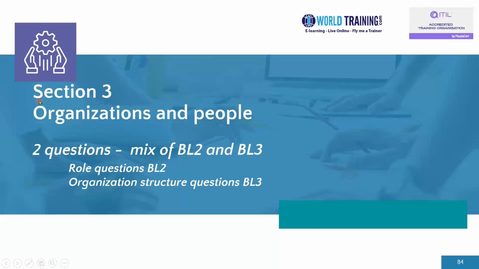Hello and welcome to section 3, which is the organizations and people dimension of the problem management practice. In the exam of the 20 questions, 2 questions will be from this topic. These will be a mix of Bloom's level 2 and Bloom's level 3, meaning understanding and application questions. The role questions, if any, would be at the understanding level, and the organization structure questions, if any, will be at the application level.